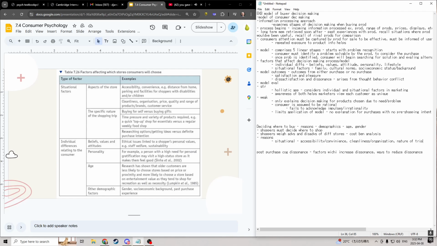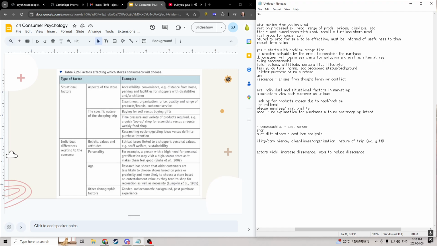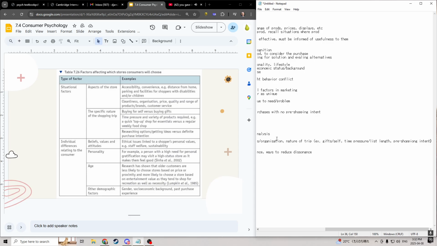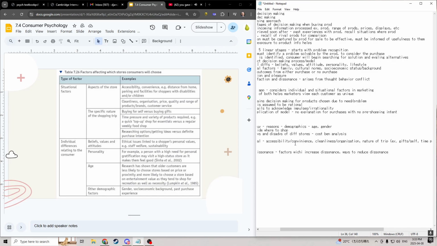Nature of trip. Example, gifts / self. Time pressure. List length, we'll just say, in terms of variety of products needed. Pre-shopping intent, as in, did you do research beforehand, sort of thing.